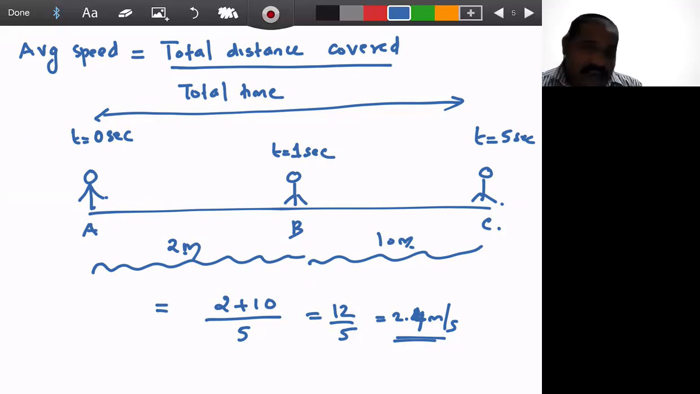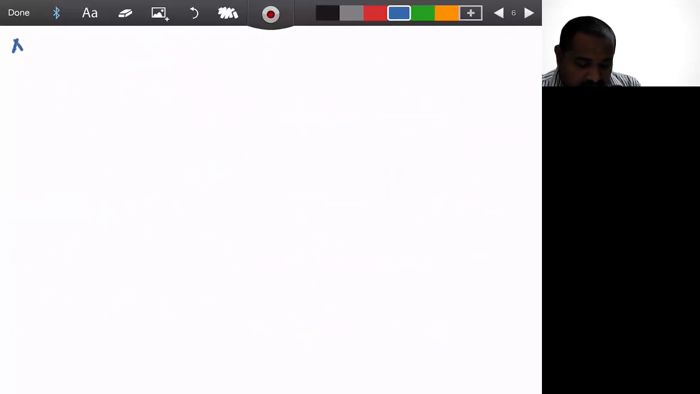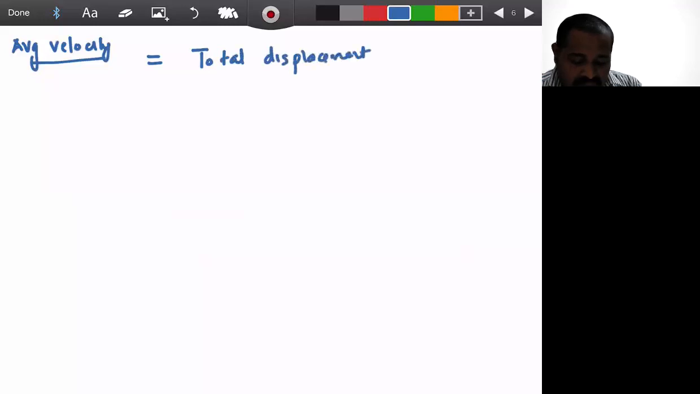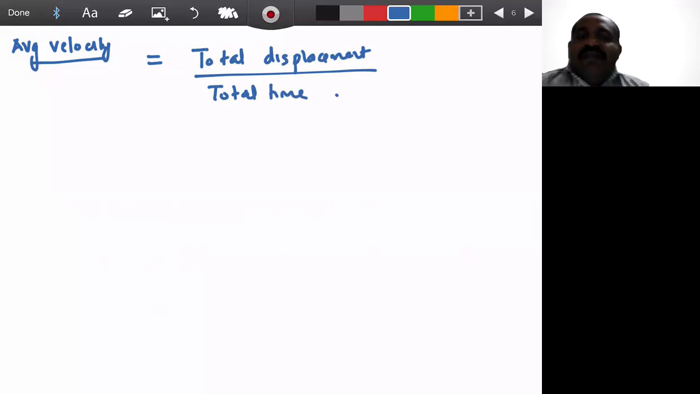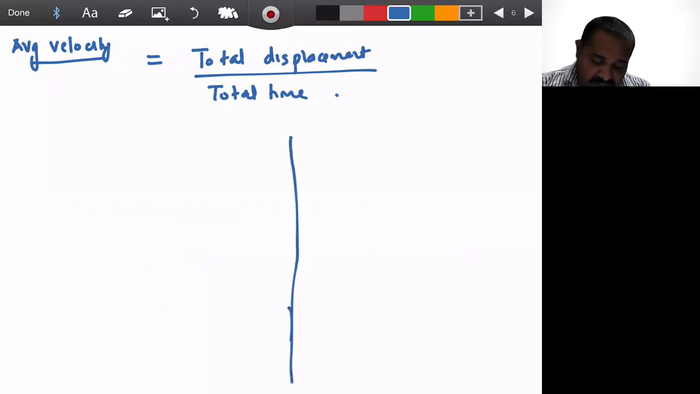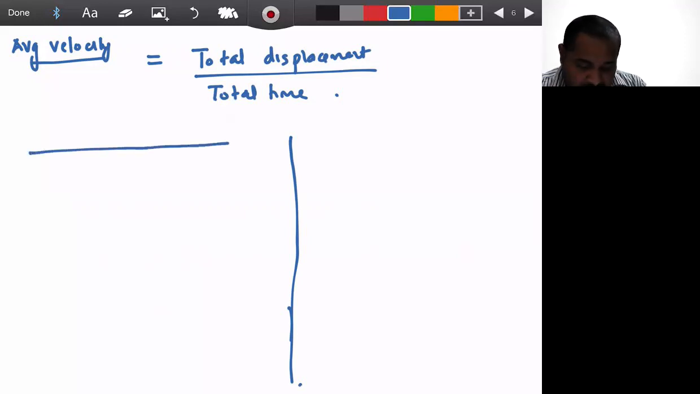Now, what is average velocity? Next is average velocity. Average velocity is defined as the total displacement divided by total time. I will give you an example for understanding this concept very clearly. I will be doing two separate questions, one with average speed, one with average velocity. Then you will get a clear picture of what is average speed and what is average velocity. So, same scenario.